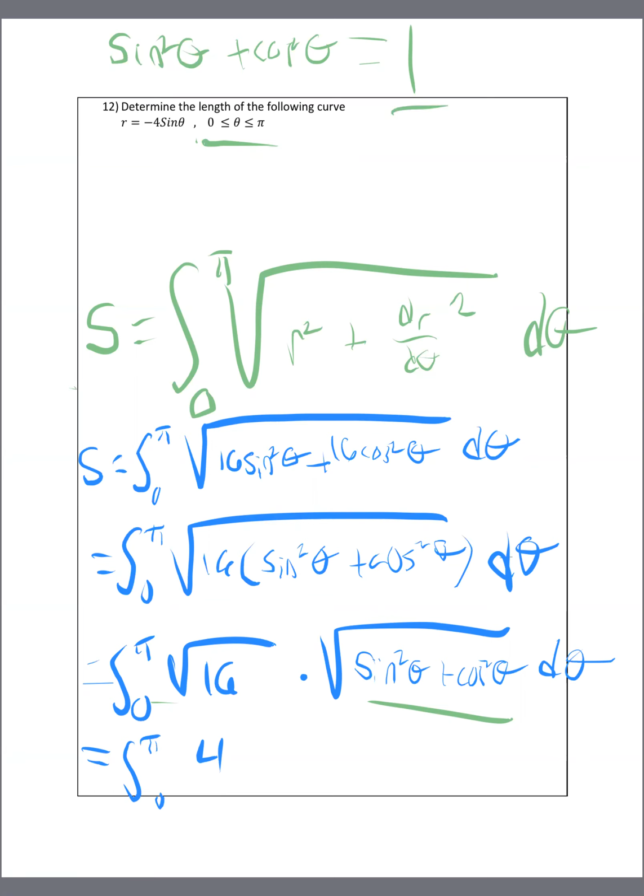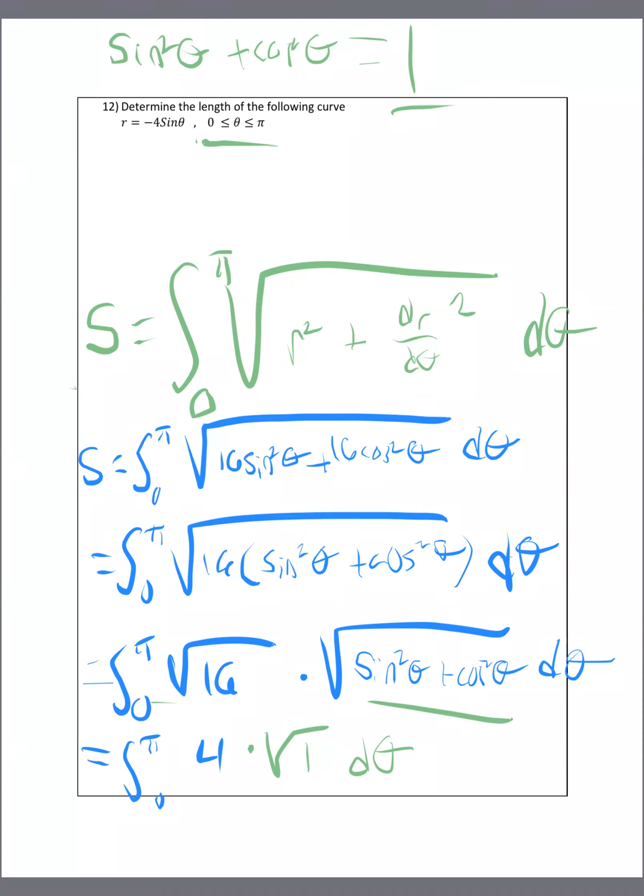And now all we're left with is a 1, because we can just rewrite that as 1. Notice how that just eliminated all of our problems because all the trigonometry disappeared. So that's why I like the arc length ones a little bit more.